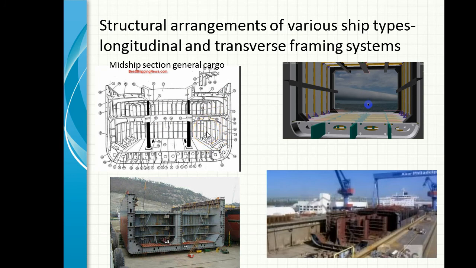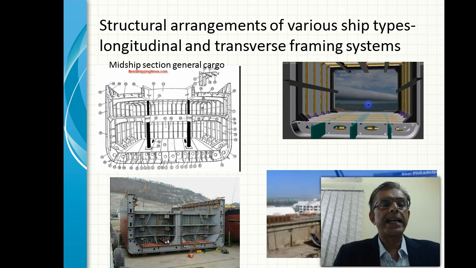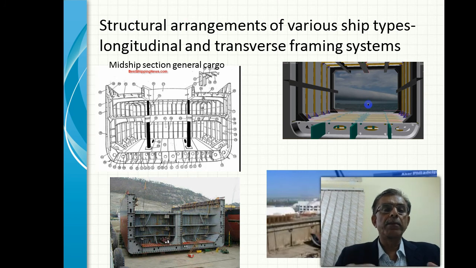store cargoes. So there are various types of structural arrangements which can differ from ship to ship, but essentially there will be a transverse framing membership as well as longitudinal framing. And that is how the whole strength of the ship is made to withstand the longitudinal bending moment, the transverse bending moment, and the torsional bending moment. These are the 3 degrees on which the ship stresses are impacted.